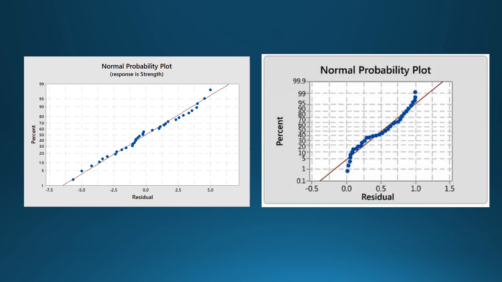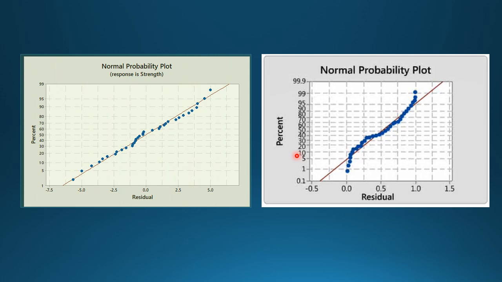The second assumption states that the errors follow a normal distribution. To test this assumption, we can use a normal probability plot. If the residuals follow a normal distribution, they should approximately follow the straight line on the plot.